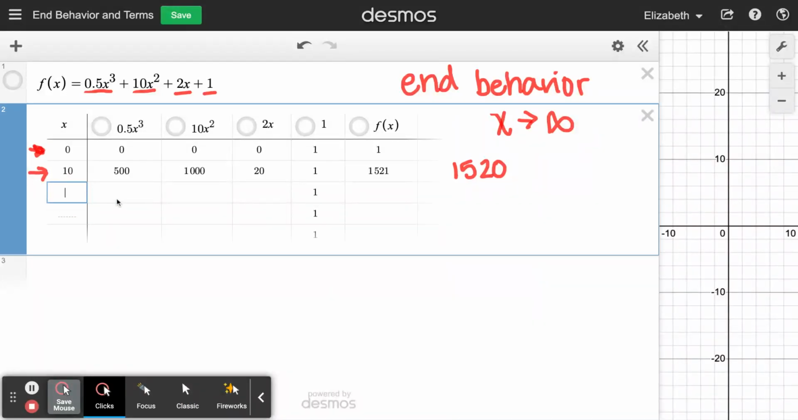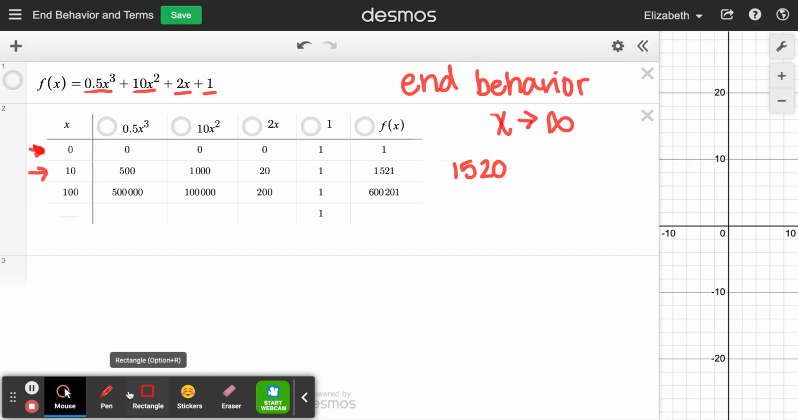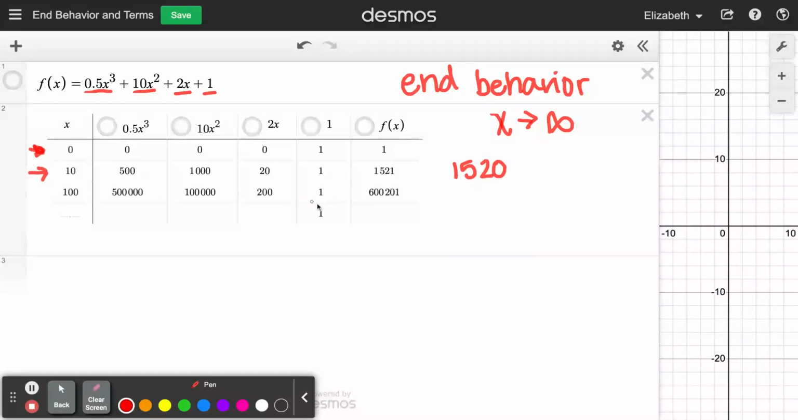So now let's make x 100. As you can see, when x is 100, the value of the function is 600,201. Once again, we could not even add 1. No one would even notice if I was talking about, think about this as being how much money I'm going to give you. Would you have really noticed if I forgot to add on that extra 1? And honestly, once you're at 600,000, you're probably barely noticing this 200.